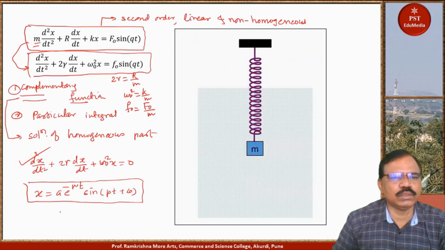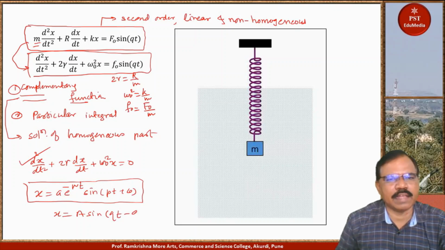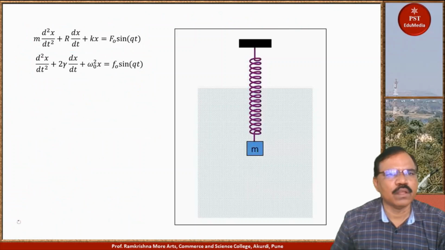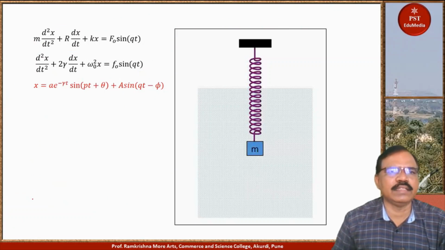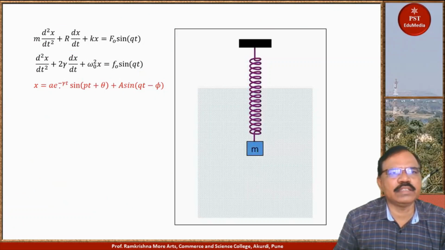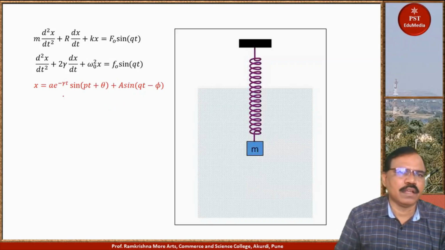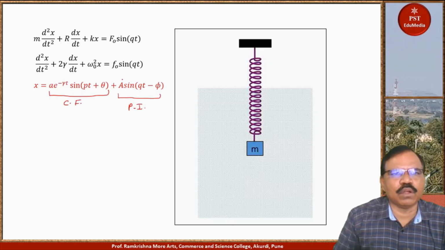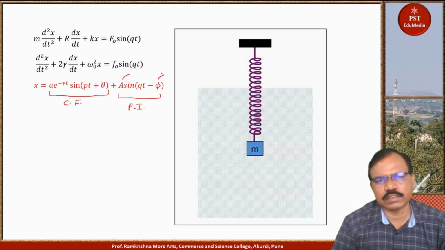So we will assume that solution as x is equal to a sine (qt minus phi). We will assume this. If we assume this solution as the particular integral, we get the solution like this: x is equal to a e raised to minus gamma t sine (pt plus theta) plus a sine (qt minus phi). Now see here, this first part is called the complementary function, and this second part is called the particular integral, where we have two constants, a and phi. These are two constants that we have to determine.